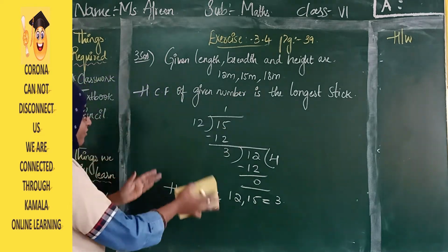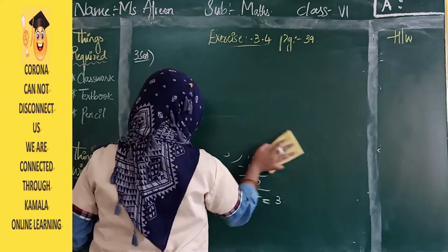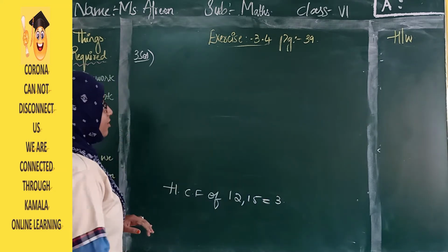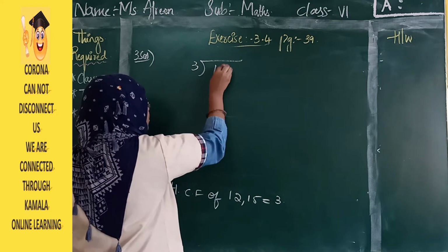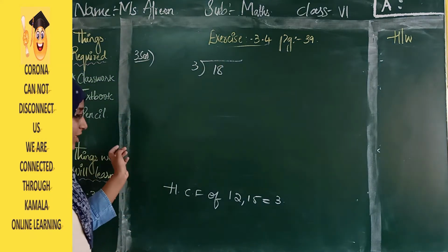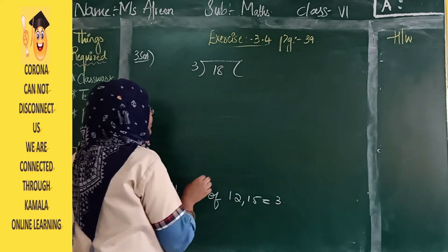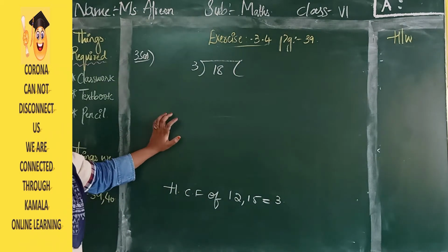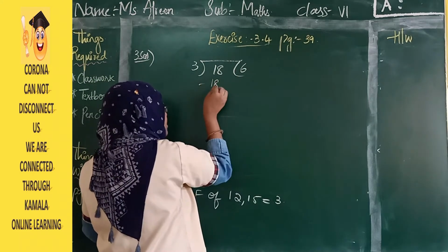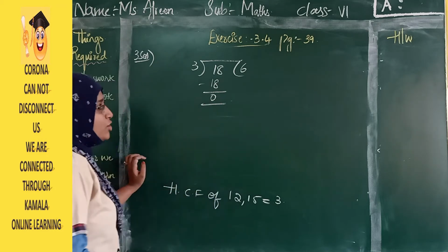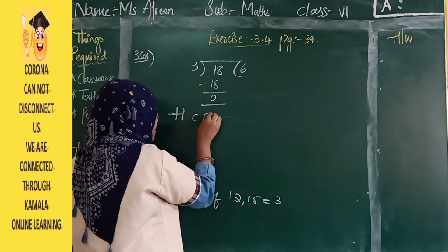Okay. Now I hope you have written this. I am erasing this first part. So it is 3, right? What was the question? 18. So we are using our last divisor, that is our HCF of 12 comma 15, to divide 18. In the 3 table, when do we get 18? 3 sixes are 18, right? 3 sixes are 18. 18 minus 18 is 0. So now what is the HCF? HCF is nothing but our last divisor.